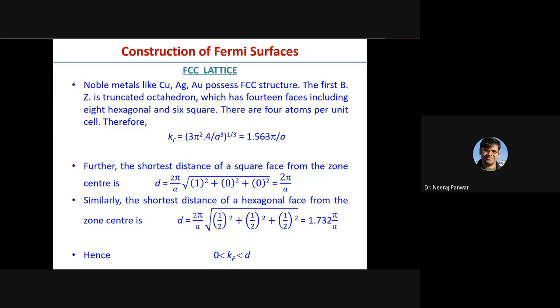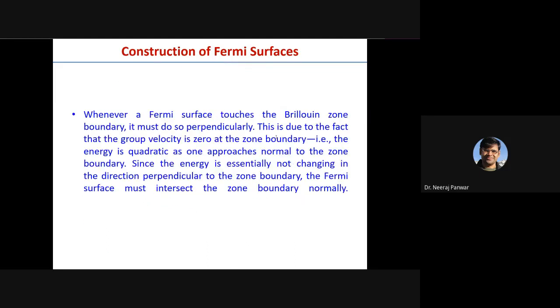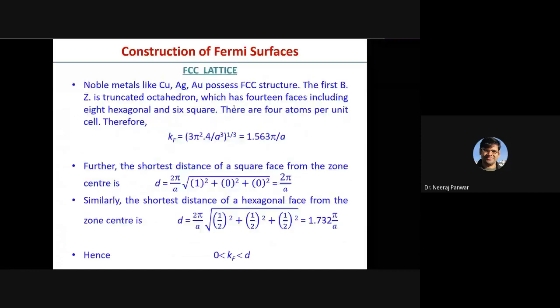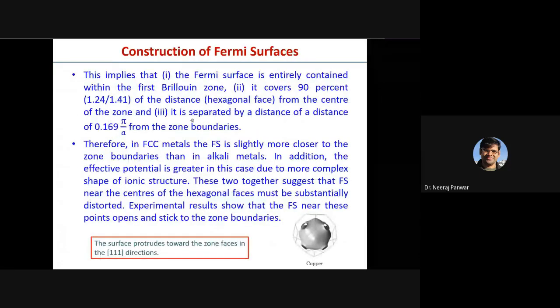It is 1.563 pi over a, whereas it was 1.2524 pi over a in case of BCC metals. It is separated by a distance of 0.169 pi over a from the zone boundary. Therefore, in the FCC metals, the Fermi surface is slightly closer to the zone boundary than in alkali metals.